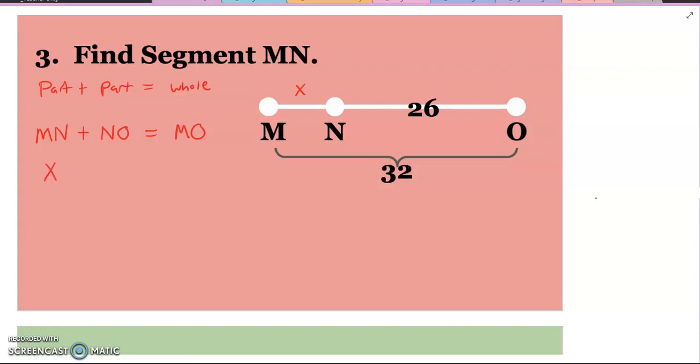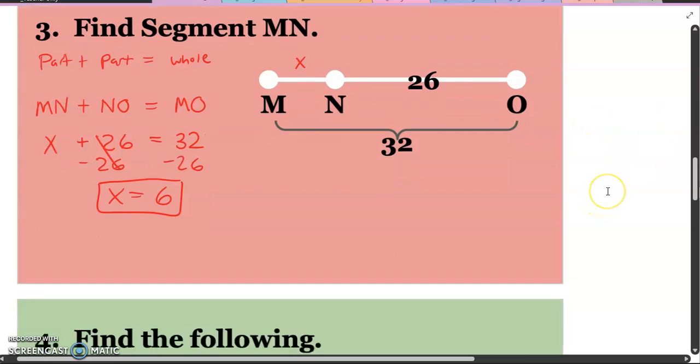MN is going to be X. We don't know what it is, we're calling it X. NO is 26. And lastly, MO has a length of 32. So now we're going to use our algebra skills to solve this. We're going to subtract 26 from both sides, and so this is going to give me a length of 6. So we now know the length of MN is 6 based on this example.